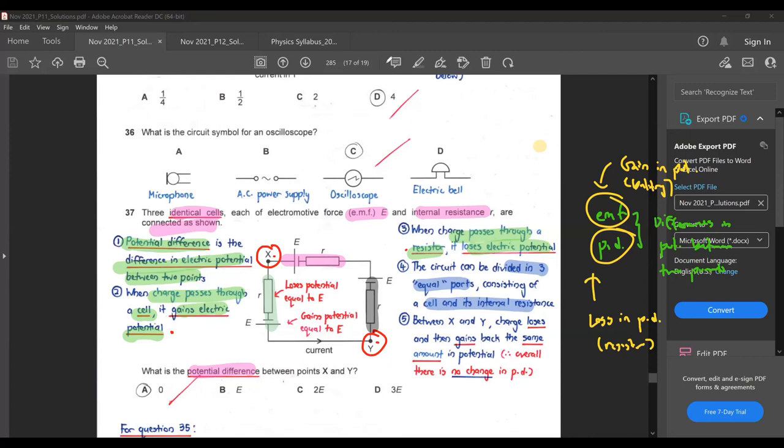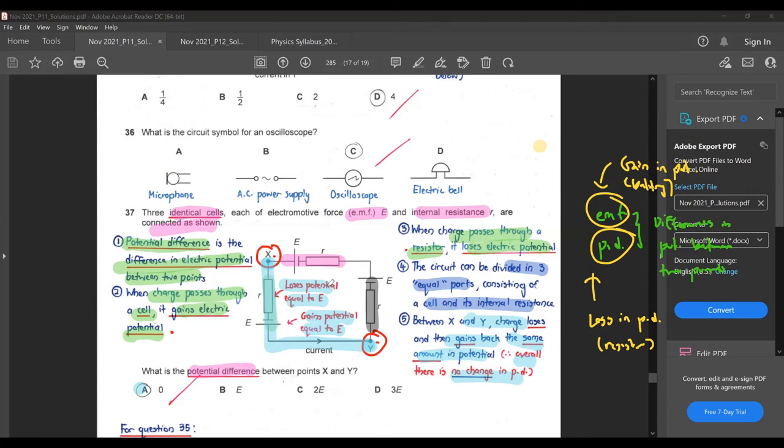All right. So now, what you can actually see from here, all the way to here, the blue colored line here, once your charge tries to pass through, it will lose potential equal to E here, and then it will gain potential equal to E here. So the net change between X and Y is actually zero. Between X and Y, the charge will lose and then gain back the same amount in potential. So there's actually no change in PD. Whatever you lost is the same as whatever you gain back.